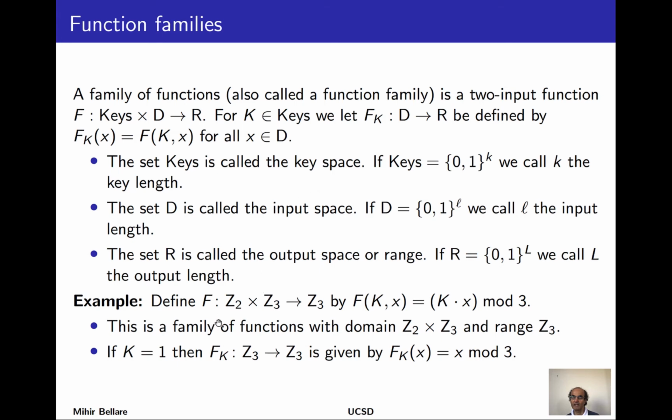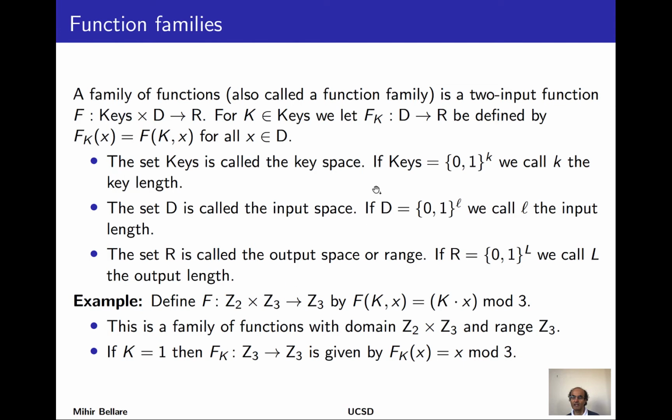Okay, so here's an example. If we define f as shown here, the space of keys is this, Z2. Remember, that means just the integers 0 and 1. The space of inputs is this, which is the integers 0, 1, and 2. Space of outputs is also 0, 1, 2. And the formula we've used is that you multiply the key and the input, which are both integers, to get an integer result and take the result mod 3.